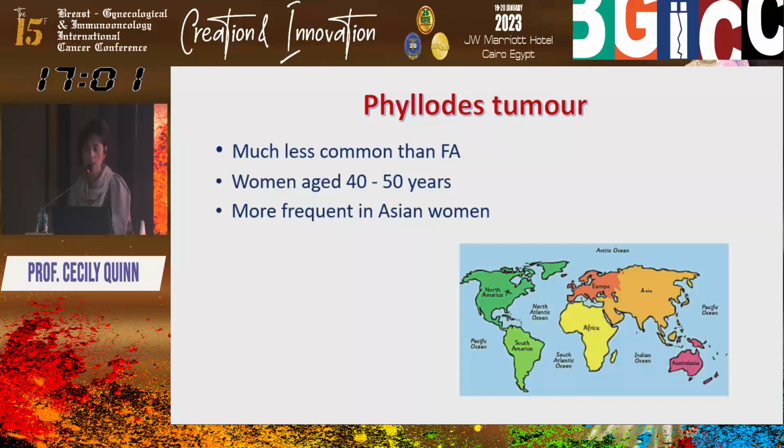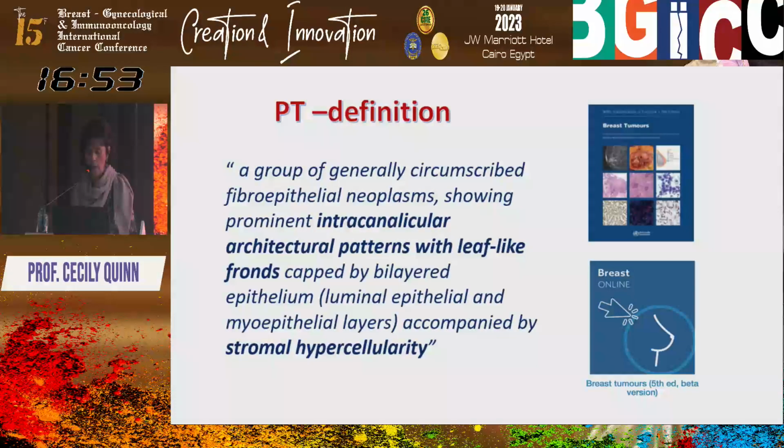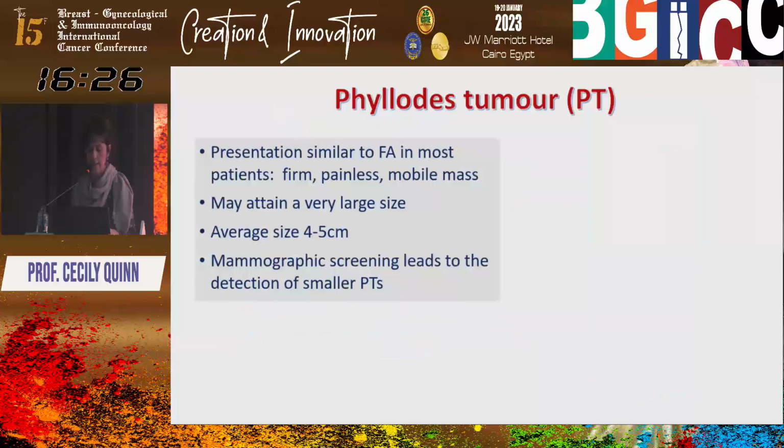So moving on then to phyllodes tumor. These are much less common. They tend to occur in older women, and they are much more frequent in Asian women. If you look at the WHO 2019, they define phyllodes tumor as a group of generally circumscribed fibroepithelial neoplasms with prominent intracanalicular architectural patterns, leaf-like configuration with bilayered epithelium, accompanied by stromal hypercellularity. So the two key features are the architecture and the stromal cellularity.